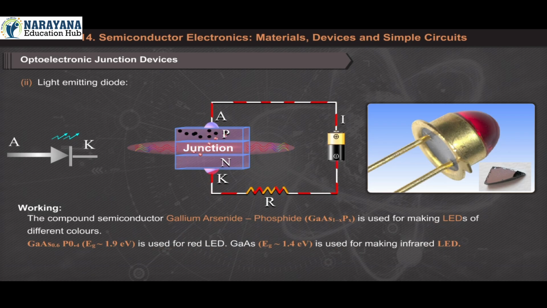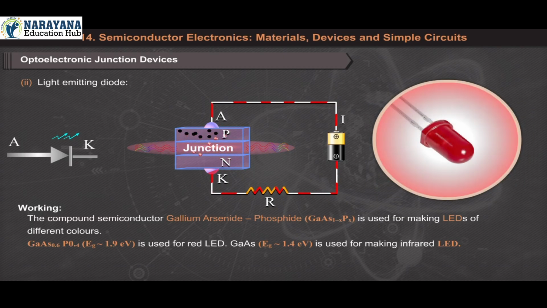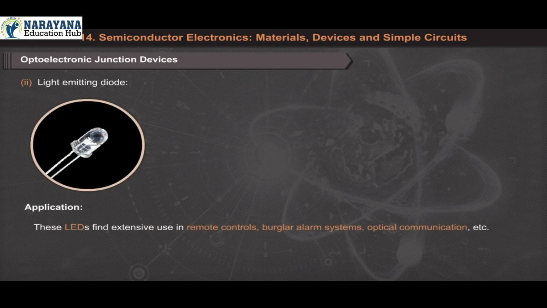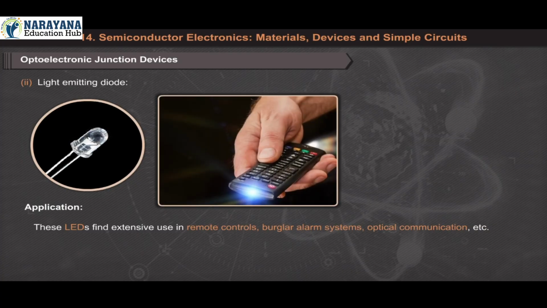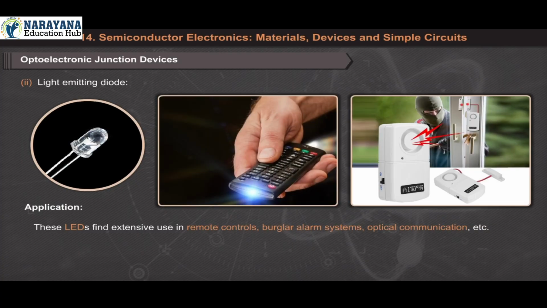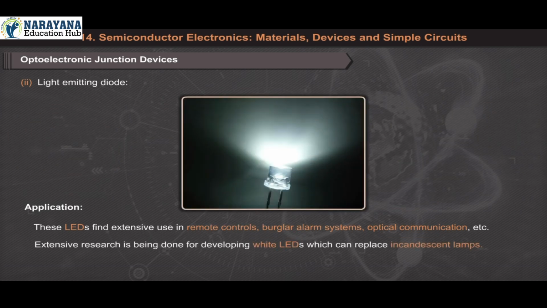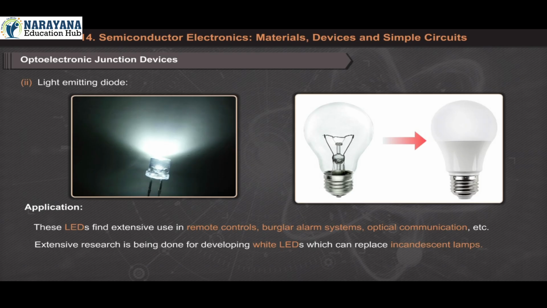Gallium arsenide 0.6, phosphide 0.4, that is Eg is approximately 1.9 electron volt, is used for red LED. Gallium arsenide, that is Eg is approximately 1.4 electron volt, is used for making infrared LED. Application: these LEDs find extensive use in remote controls, burglar alarm systems, optical communication, etc. Extensive research is being done for developing white LEDs which can replace incandescent lamps.